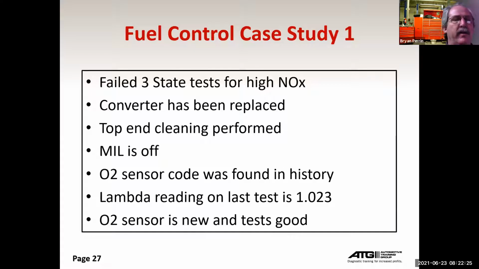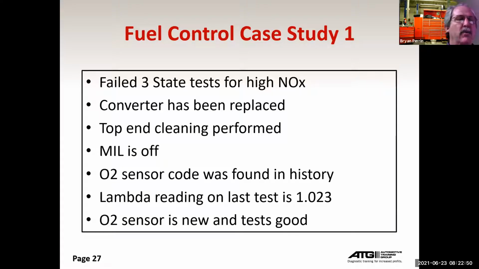And when I ran the Lambda on the tests, the vehicle was failing. The vehicle was failing and the Lambda was 1.017 all 3 times. However, the one time the vehicle passed at 50 miles an hour, Lambda was at 1.004. So it certainly indicates that Lambda has something to do with the high NOx.